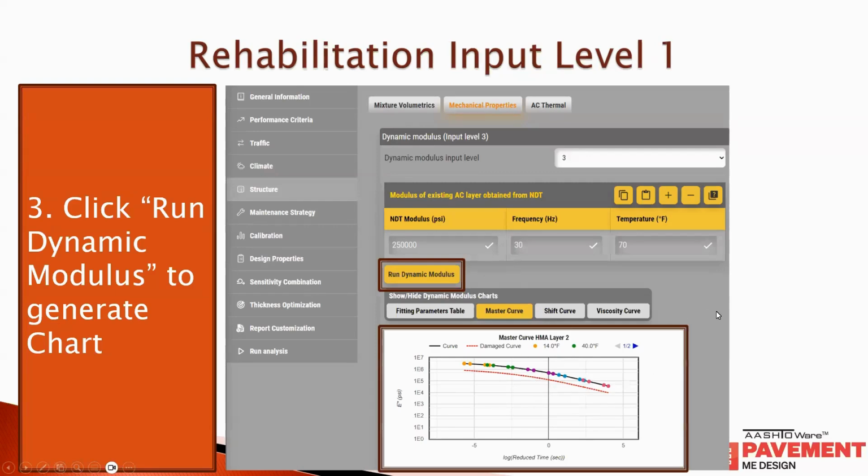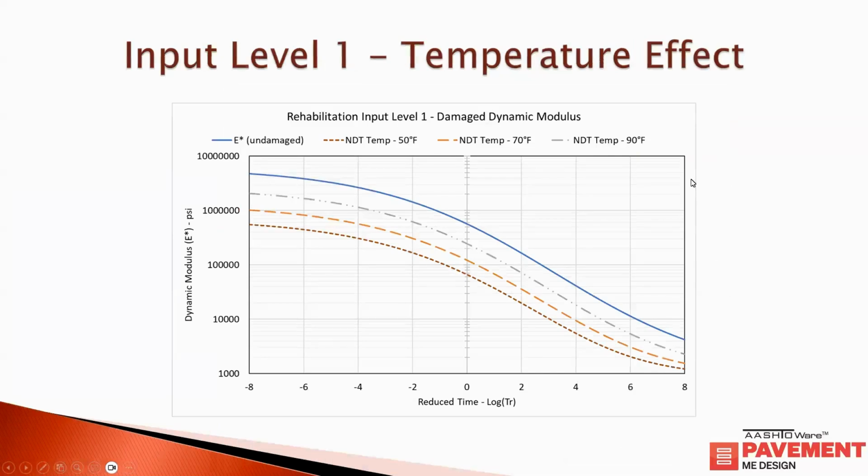So just to show some additional examples here, I looked at keeping the modulus, say we have a modulus of 250,000, and now we want to see what the non-destructive test temperature effect is on your actual damaged modulus. So here in this case, you see the blue line is the undamaged modulus. Then at a 250,000 PSI modulus at a temperature of 50 degrees Fahrenheit, that's pretty low, so you're going to see more damage or a larger reduction in your modulus. Same thing as we go to non-destructive tests of 70 and 90. These are kind of extreme cases, but I wanted to show how the temperature during testing affects what your moduli is.